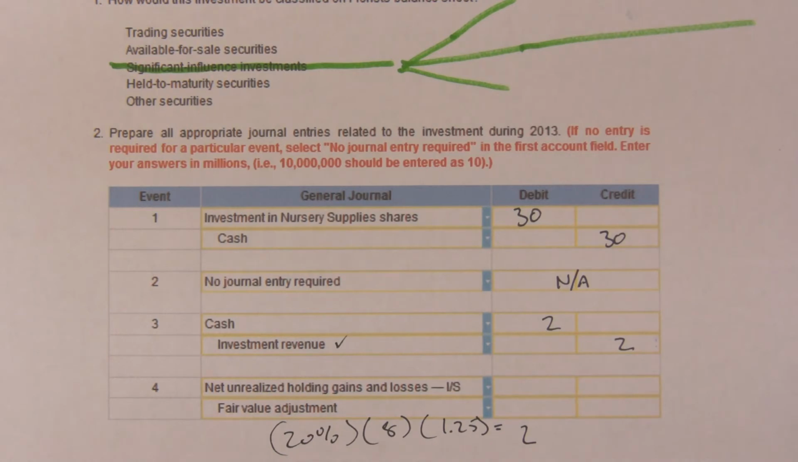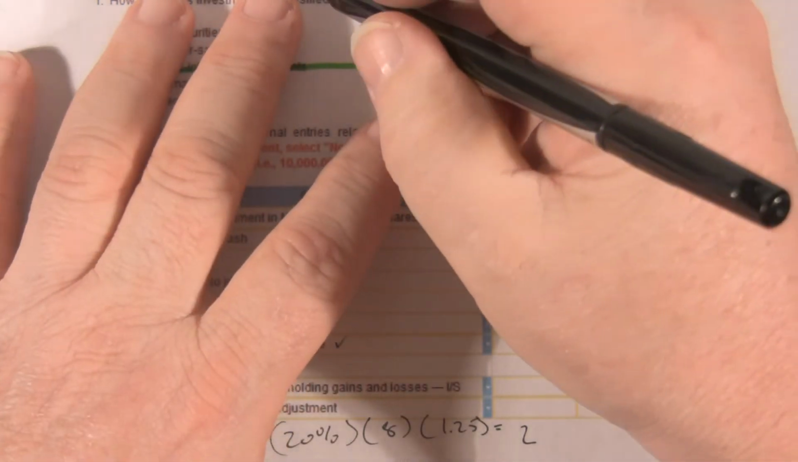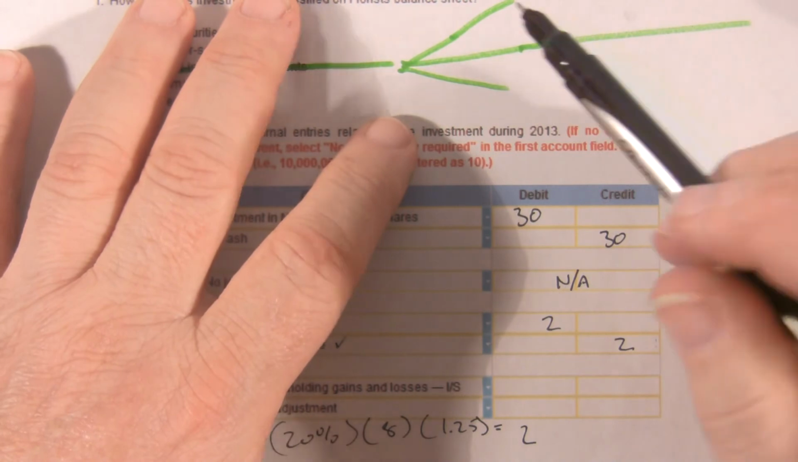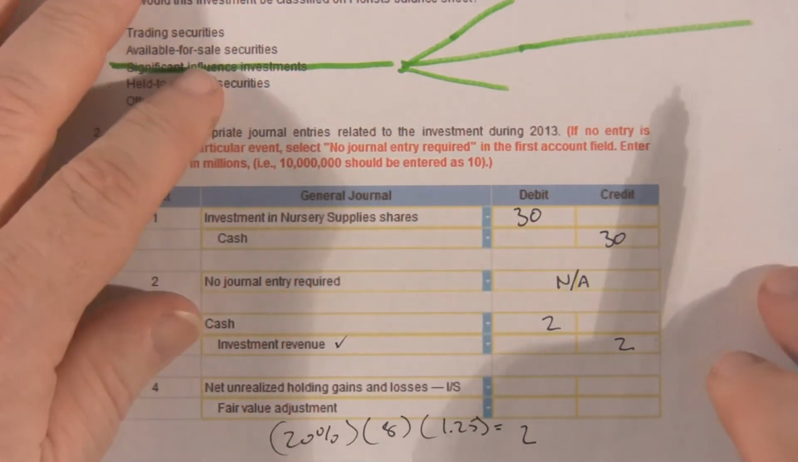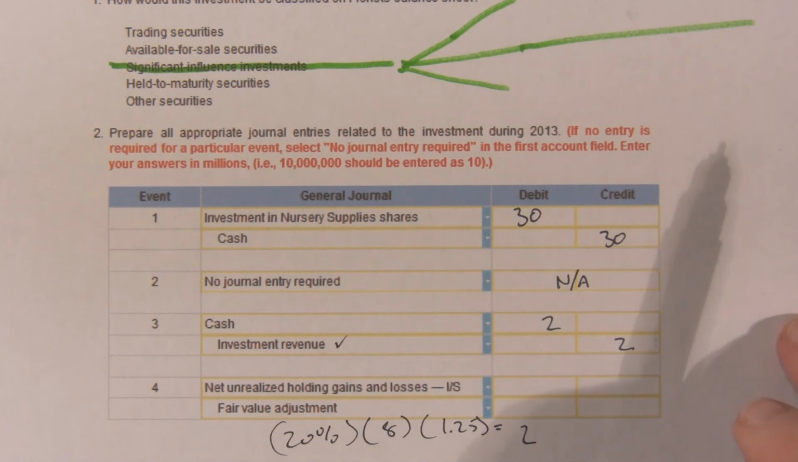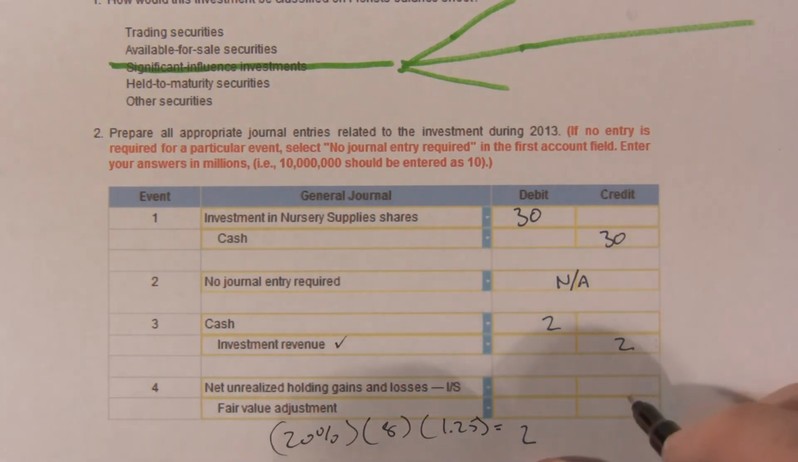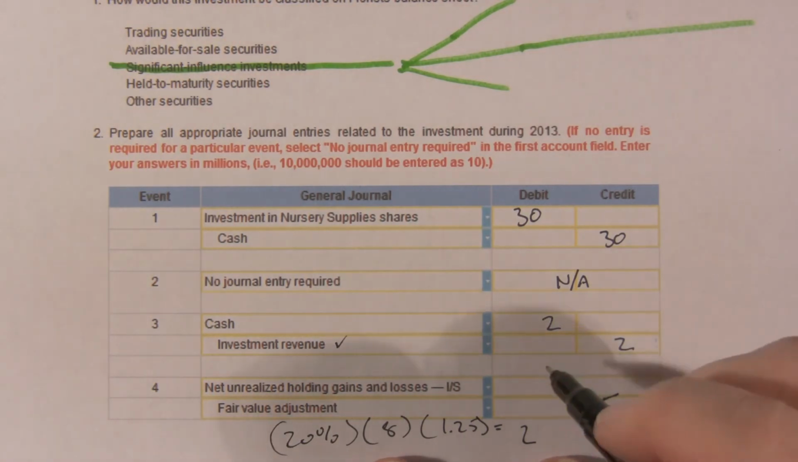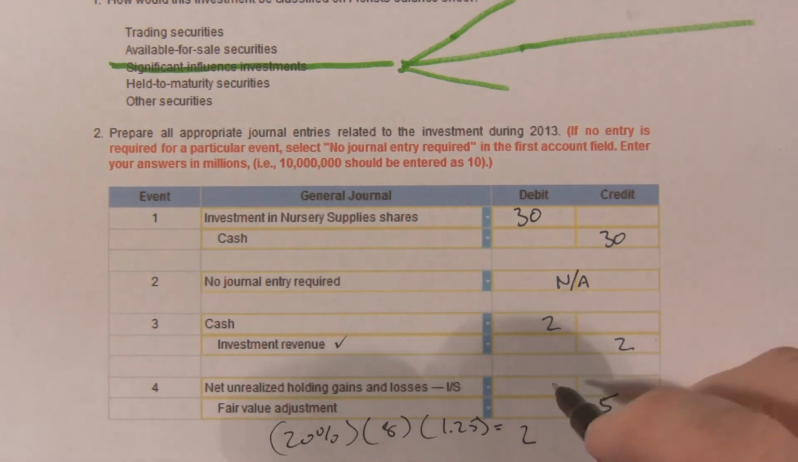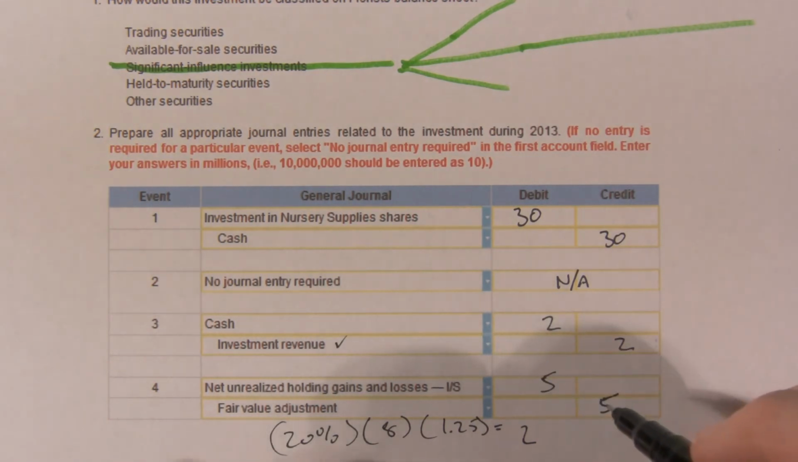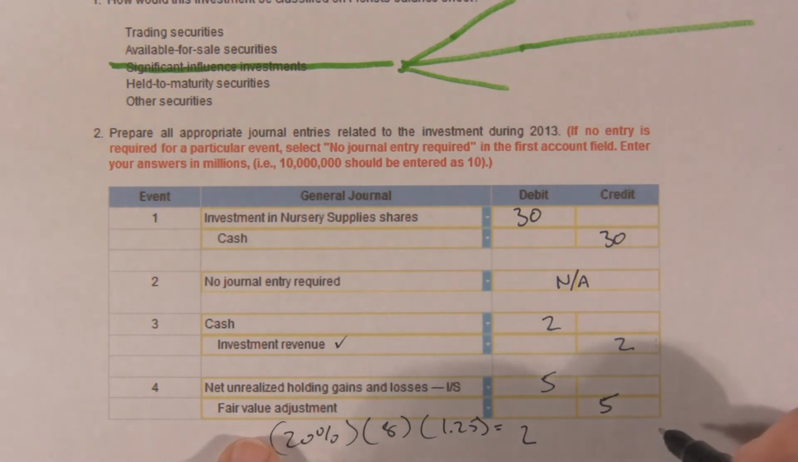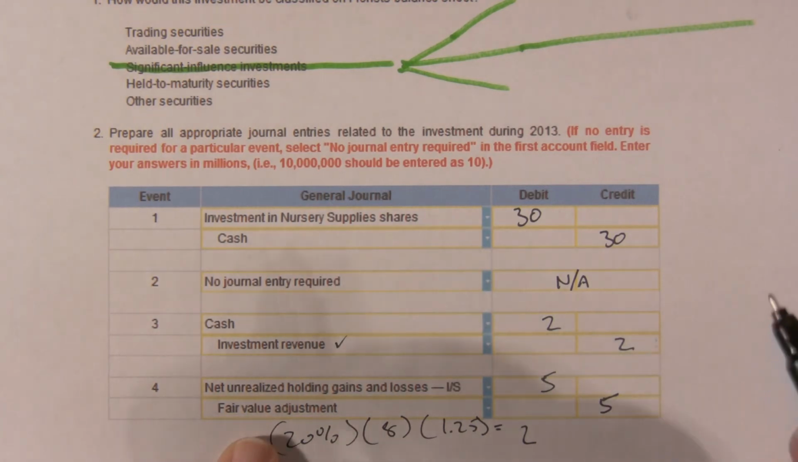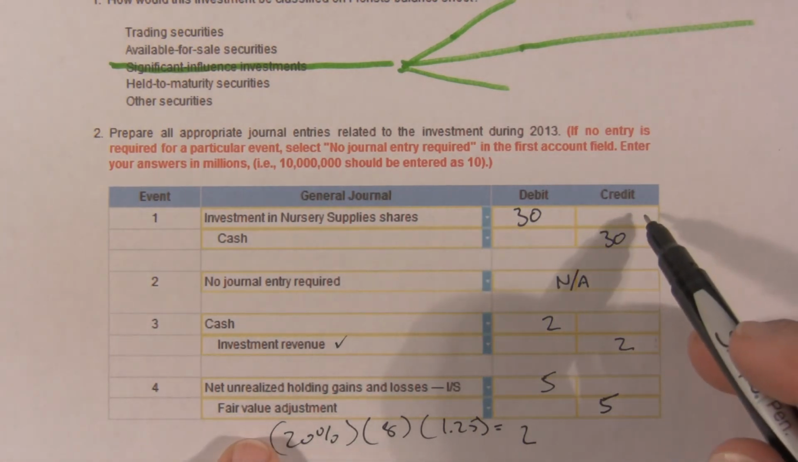And at the end of the year, they're going to recognize the fair value of the shares is 25. We bought it for 30, so we have a $5 million unrealized holding loss. So we have a fair value adjustment, a credit of $5 million, and a debit to the unrealized loss of $5 million. Now this fair value adjustment reduces the holding value of the company. Now, so we're still going to be showing this on our books as $30 million.